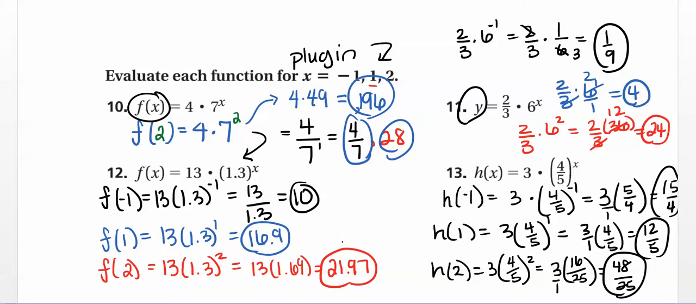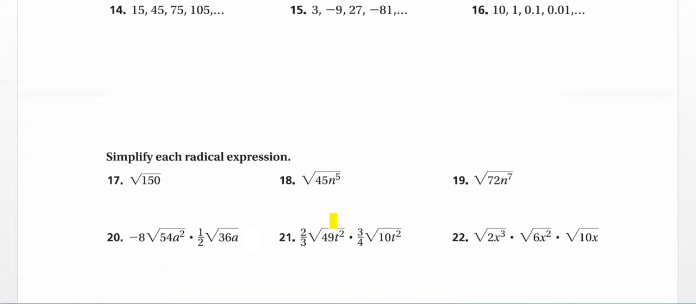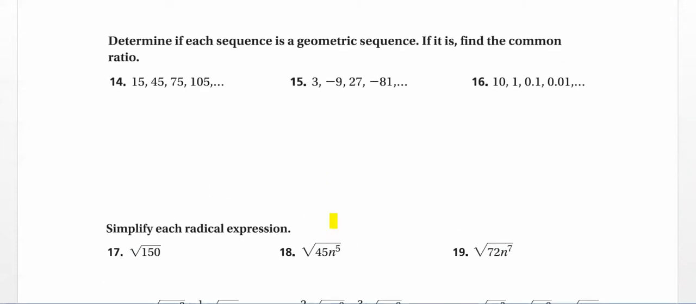So I completed the last two here. They're pretty straightforward. The only thing I would want to point out is this one right here, number 13, where we have 4/5 to the negative 1 power. When you take a fraction to a negative 1 power, the shortcut is to just flip it over. So you get 5/4. Okay? Pause the video if you need to check these answers. Alright, let's keep going on.